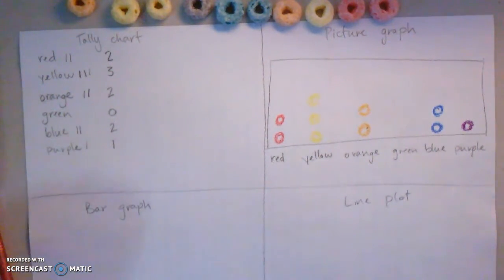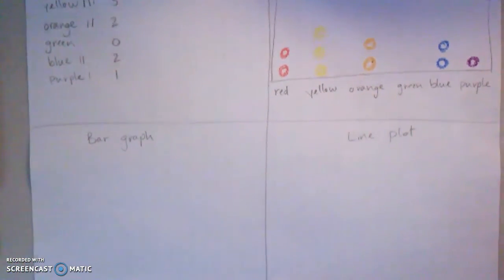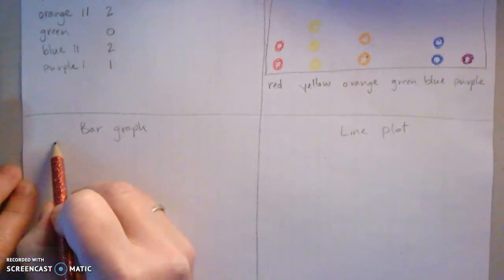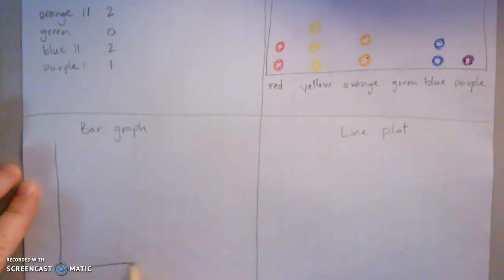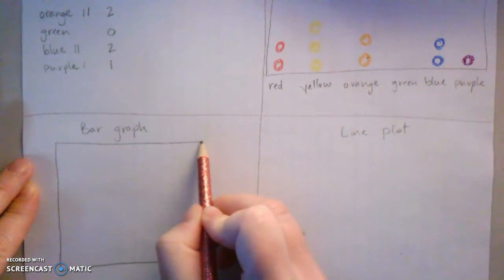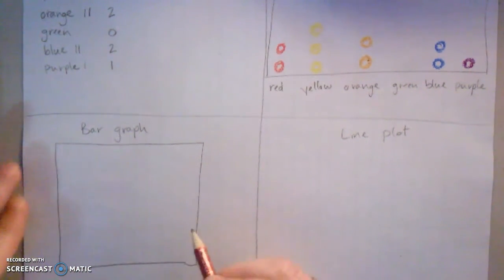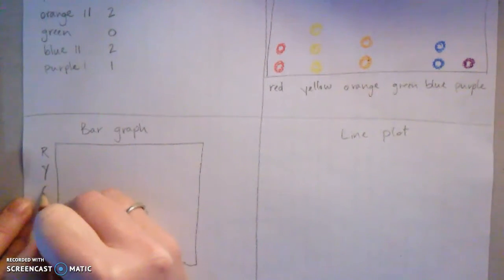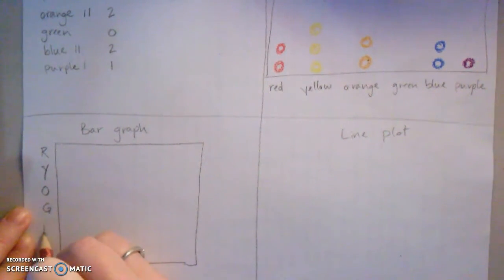So the next one is the bar graph. I'm going to slide my paper up so you can see that one. And to make a bar graph, I do the same thing. Do I want to do it horizontally or vertically? I'll switch it up and we'll do vertical for this one. I'm going to make my box. I may not have left enough room to write. That's okay. We'll just use the first letter. So red, yellow, orange, green, blue, purple.